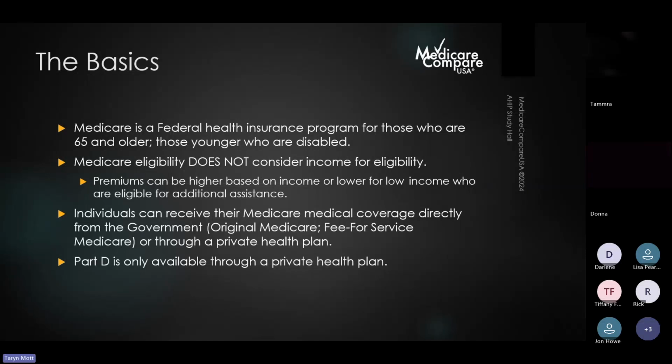So for the basics, for those who don't know, Medicare is a federal health insurance program for those who are 65 and older and those younger who are disabled. Medicare eligibility does not consider income for eligibility. Remember, that is Medicaid. Premiums can be higher based on income or lower for low income who are eligible for additional assistance. I actually have it built into our training this week, we'll see the different premiums for the different income levels.